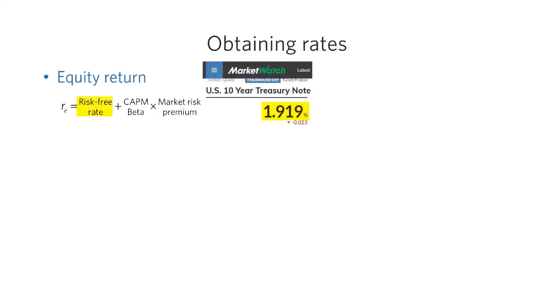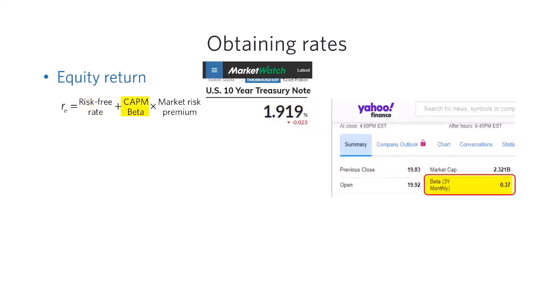For the equity return, we need an estimate of the risk-free rate, the CAPM beta, and the market risk premium. I usually go with the 10-year Treasury for a risk-free rate, since it's a relatively long horizon consistent with when we're getting the returns on equity. You can find estimates of the CAPM beta in a variety of places, such as Yahoo Finance. Conventional estimates for the market risk premium are something like 5 to 6%.